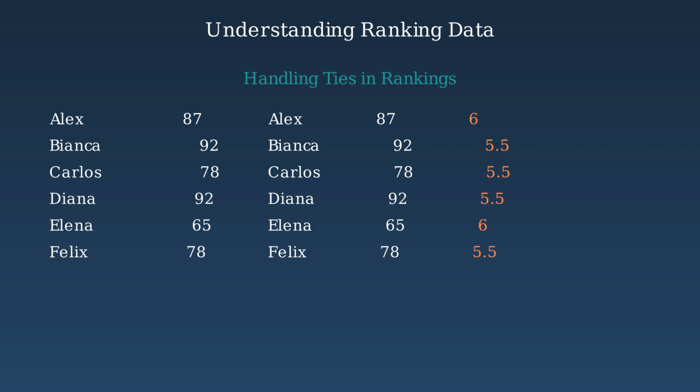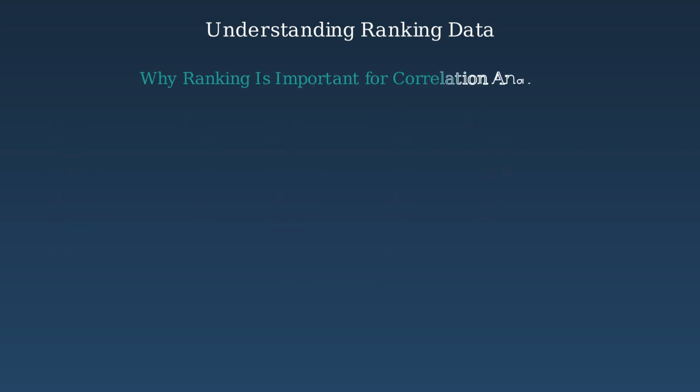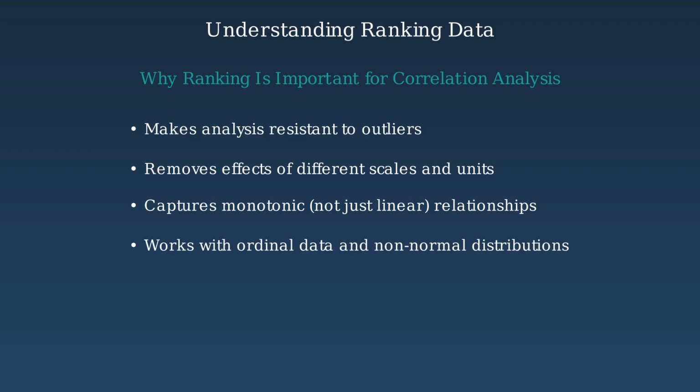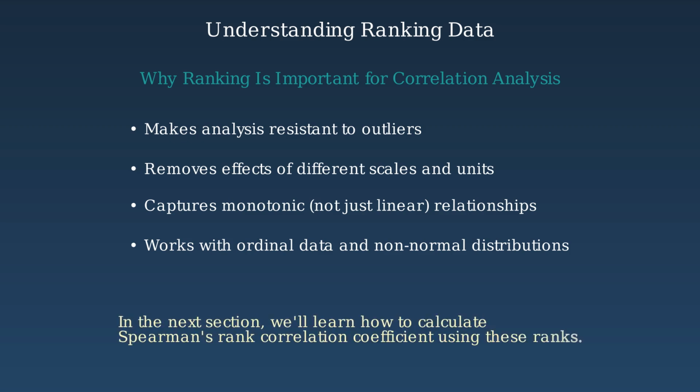Ranking data is critical for correlation analysis because it makes the analysis resistant to outliers, removes the effects of different scales and units, captures monotonic relationships, not just linear ones, and works well with ordinal data and non-normal distributions. Now that we understand how to properly rank data, in the next section, we'll learn how to calculate Spearman's rank correlation coefficient using these ranks.